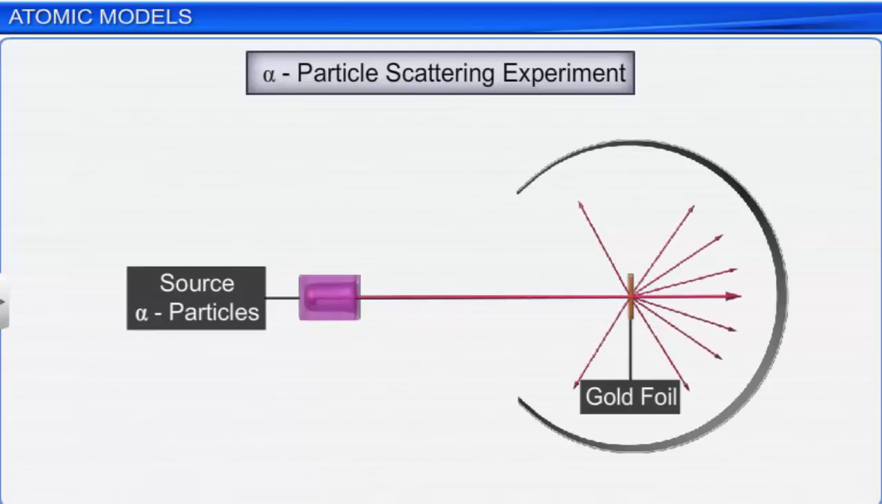Most of the alpha particles passed through the gold foil undeflected. A small fraction of the alpha particles were deflected by small angles. A few alpha particles were deflected by large angles. A very little amount of alpha particles, 1 in 20,000, were bounced back to the source, that is, nearly by 180 degrees.